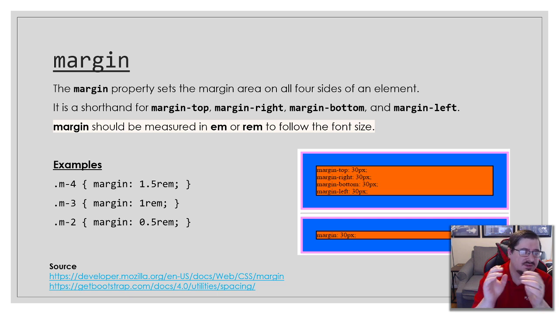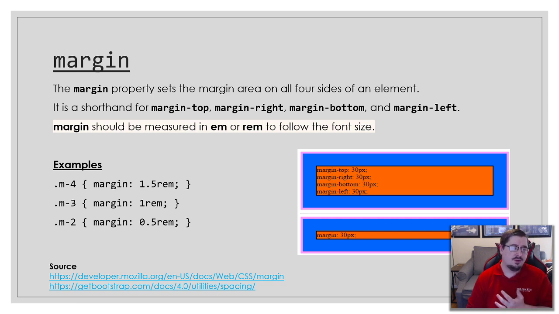So for instance, let's say that I want to declare a few classes here. You'll remember class selectors start with a dot, right? So this is the .m4 class selector. I'm saying anything with the class of m4 will get a margin of 1.5 rem. m3 is, sorry, 1 rem. m2 is 0.5 rem.